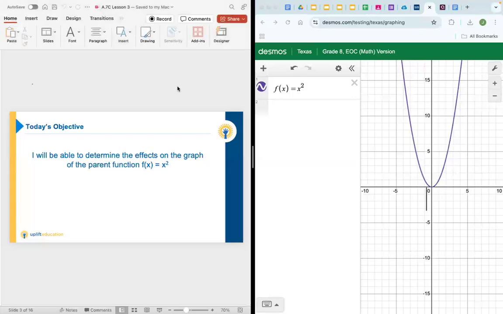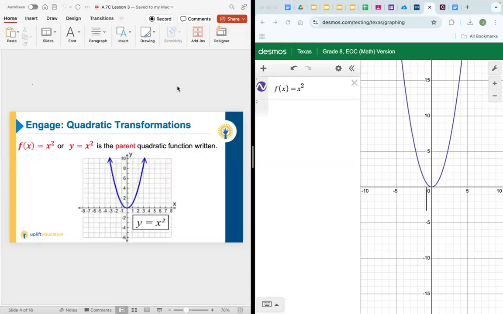All right, we're back again for another great video talking about transformations of quadratics. Let's get into it. We've been talking in the past two lessons about how the parent function is our home base, where f of x equals x squared, which is the same thing as y equals x squared.